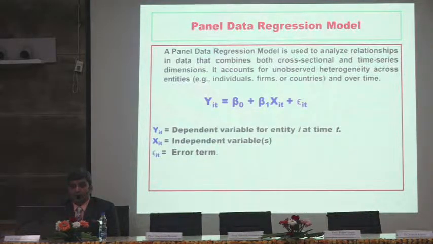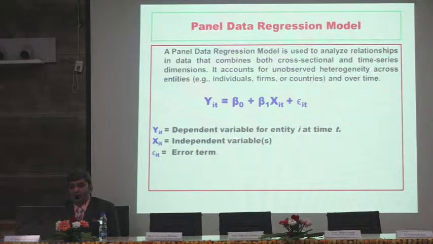Panel data regression model. Previously we have used the regression model but not for panel data. This is the panel data regression model. The panel data regression model is used to analyze the relationship in data that combines both cross-sectional and time series dimensions. Here we have used the term Yit. I and T. T represents the time period and I represents the observation unit. I is the observation for the ith unit. T means observation for the ith unit for the tth period. We have the ith unit and the tth period. That is why we use the word panel data regression model. We have different units and we have different time periods.